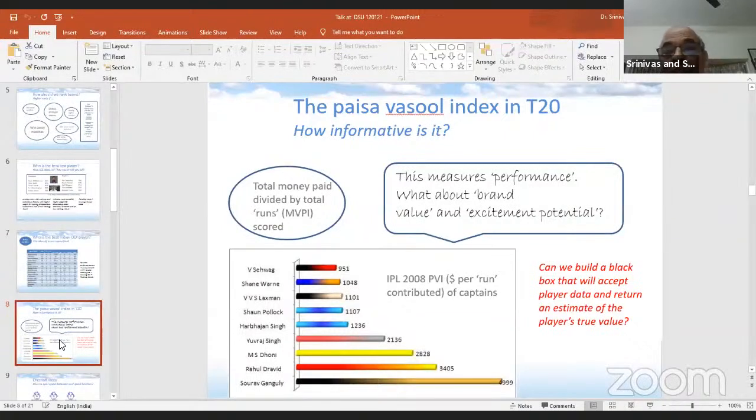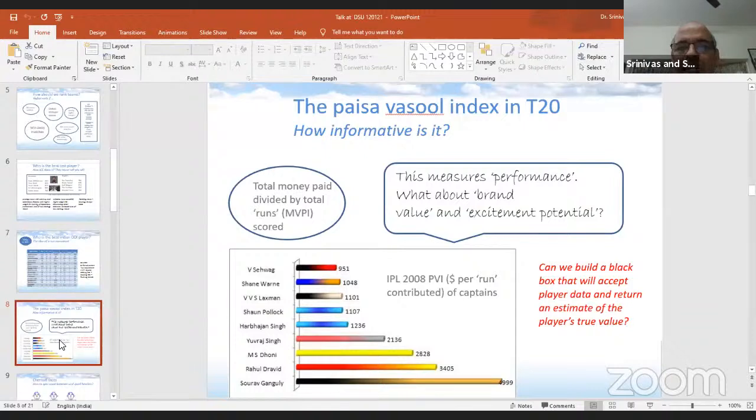But to know how much the player is contributing, I use the MVPI. And to know how much the franchise owner is paying, I have the exact amount. And incidentally, now it's all available in the public domain. You want to know how much Rohit Sharma gets paid by Mumbai Indians? Look up, you'll find it. It's all in the open, it's on the net.